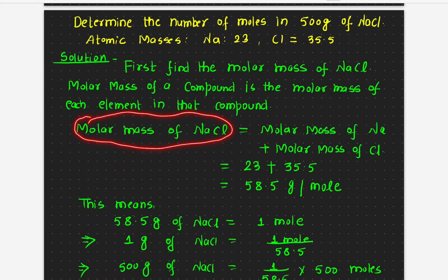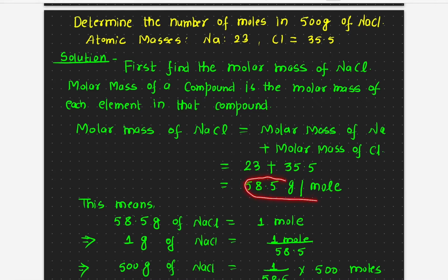So that's what I'm going to start with, finding the molar mass of sodium chloride. And what is sodium chloride made of? It is made of 1 unit of sodium and 1 unit of chlorine. So we have to find out the molar mass of sodium and molar mass of chlorine, which is given: 23, which is the atomic mass of sodium, we'll also call the molar mass of sodium, and 35.5 is the molar mass of chlorine. If you add them together, the number we'll get is 58.5 gram per mole. That's the molar mass.